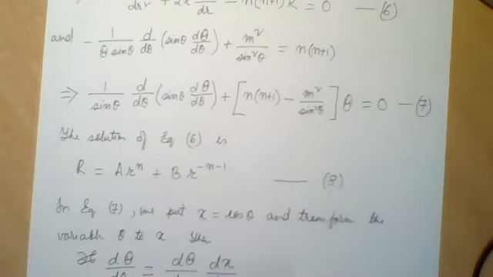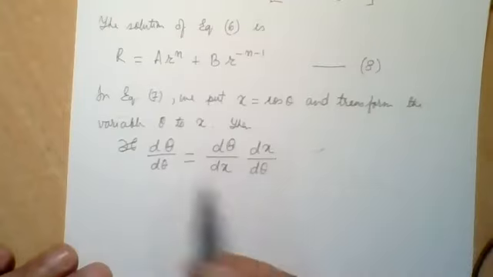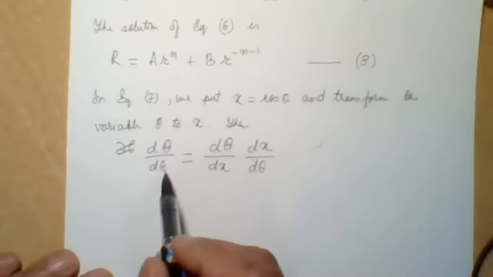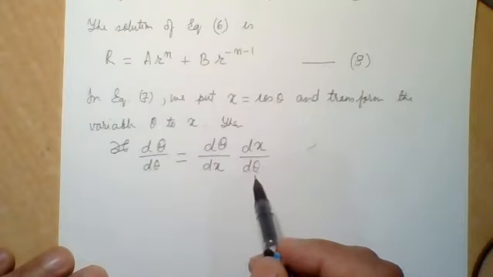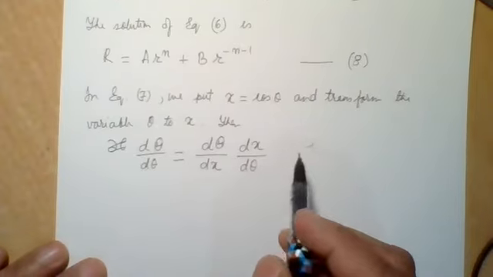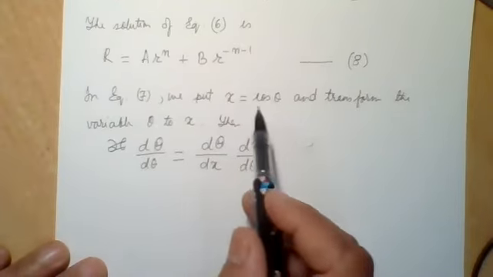Okay, this is the chain rule. We have simply applied the chain rule. d capital theta by d small theta is equal to d capital theta by dx times dx by d theta. We have applied the chain rule, and x is cos theta.